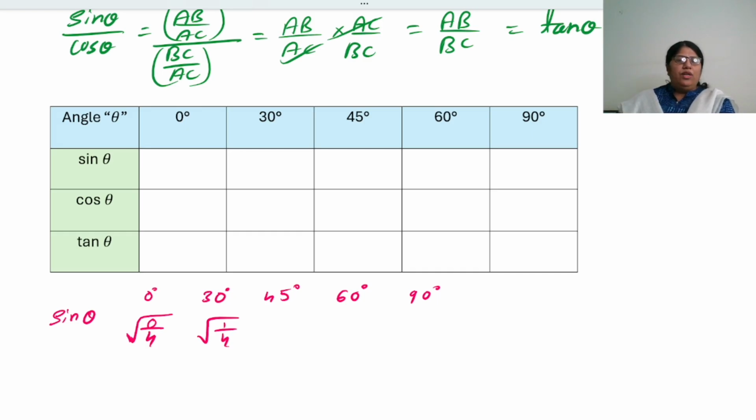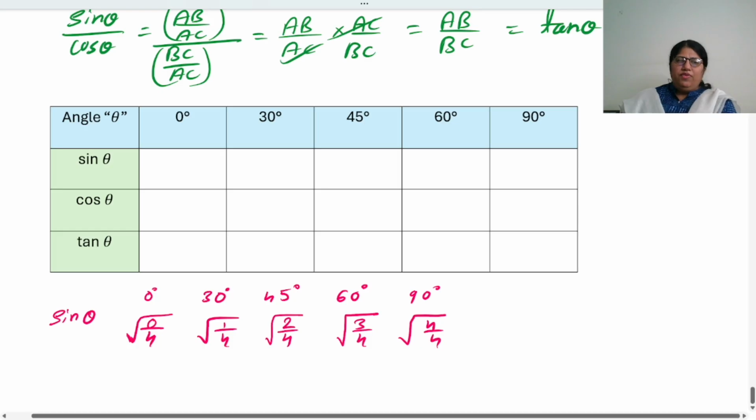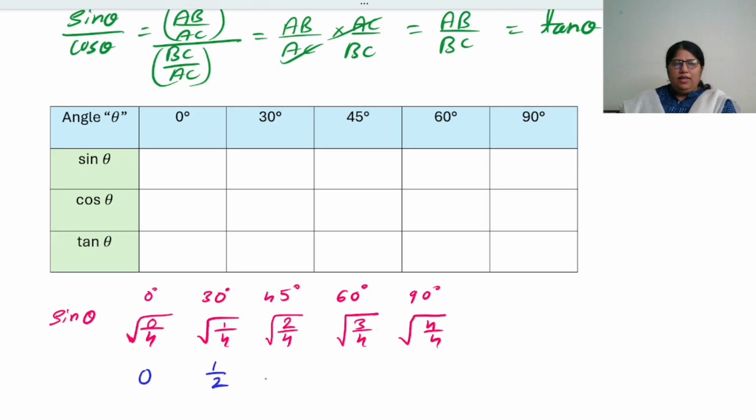So 0 by 4 is 0 degree, sine 0. Sine 30 is root 1 by 4. Then sine 45 is root 2 by 4. Sine 60 is root 3 by 4. Sine 90 is root 4 by 4. Now, if I do this simplification, this is 0. Now root 1 by 4, will it be 1 by 2? Then this is nothing but 1 by 2. Then root 2 by 4 is 1 by root 2. Then what is this value? Root 3 by 2, and this value is 1.